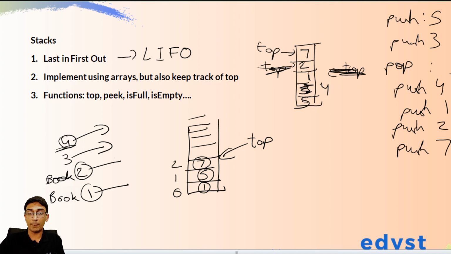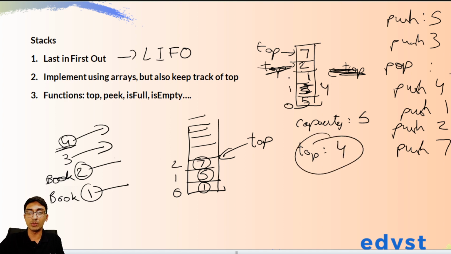Now the capacity that we had is 5, and our top has reached the capacity. The top value right now is 4, because we started from 0: 0, 1, 2, 3, 4. So when the top value is 4, it means that we have reached our capacity. We can no longer insert more elements.